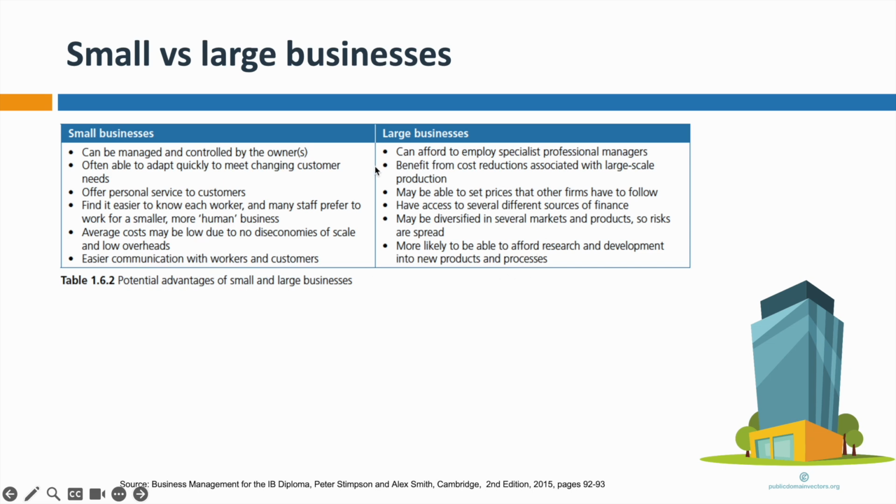Large businesses, on the other hand, can afford to employ specialist professional managers, so they can easily benefit from specialization. They can get cost reductions, as we talked about, economies of scale. They'll benefit from those. They can set the prices if they are the market leaders, so then the other firms will have to follow. And obviously they're going to have better access to different sources of finance, better access to capital. They'll be able to diversify, since they'll operate in different markets and maybe have more products than just one. So the risks will spread.